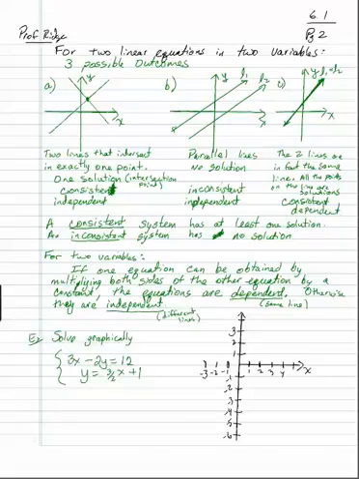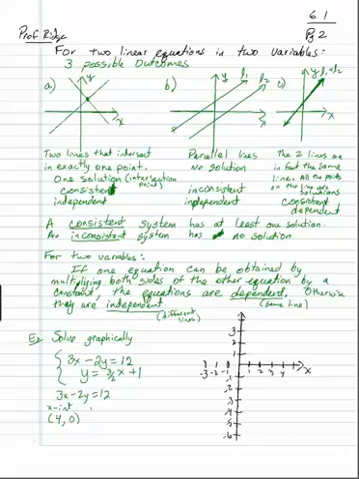Let's try another example. So let's solve graphically 3x minus 2y equals 12 and y equals 3/2 x plus 1. For the first equation, let's do the x and y intercept technique just to practice it. For the x-intercept, we're looking for x, y is 0. So you plug in 0, and the y term goes away, so 3x equals 12. So 3 times what equals 12? That would be 4.